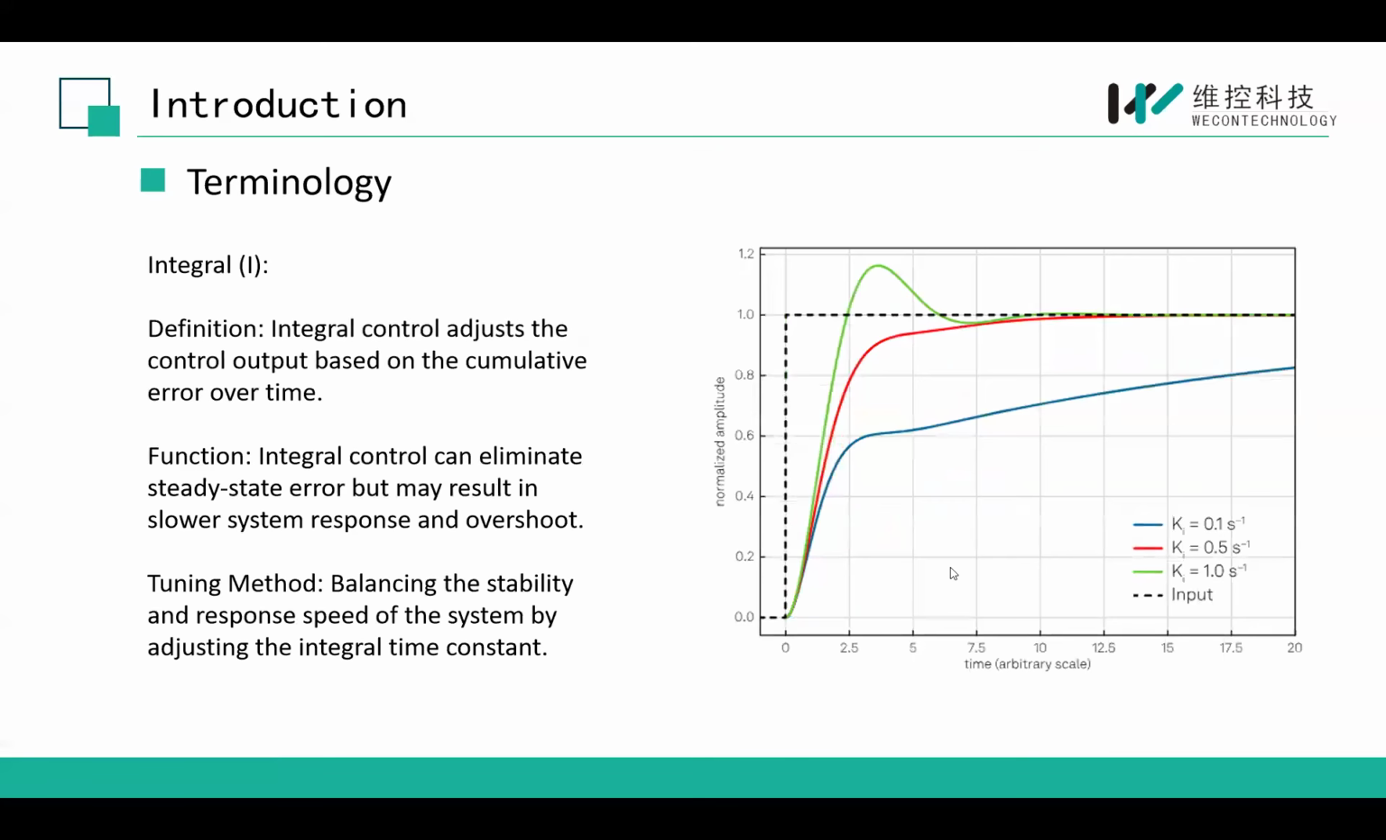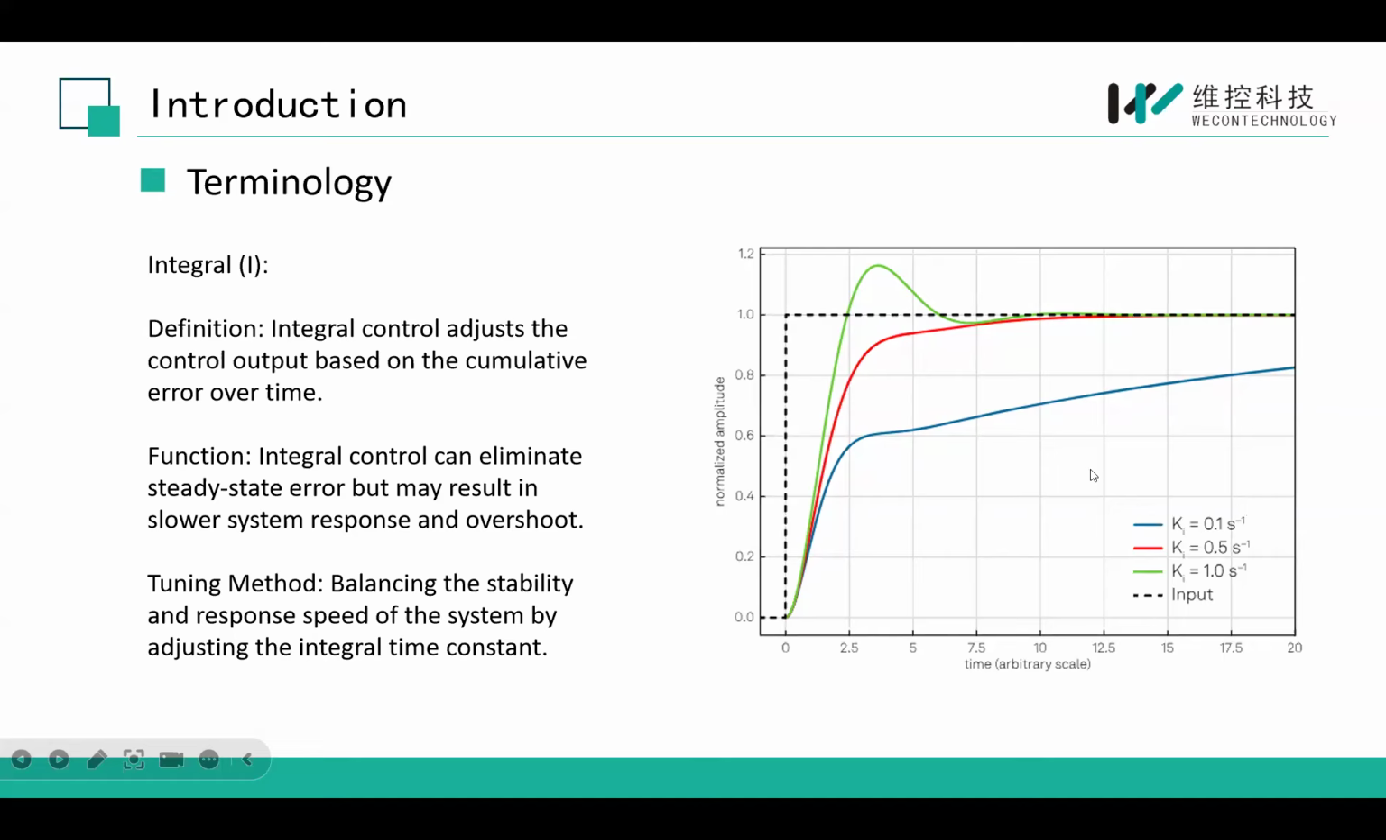And then this is the second parameter, integral. Integral control adjusts the control output based on the accumulated error over time. Because proportional control doesn't totally eliminate the system error, we can use this parameter, integral, to eliminate the error.